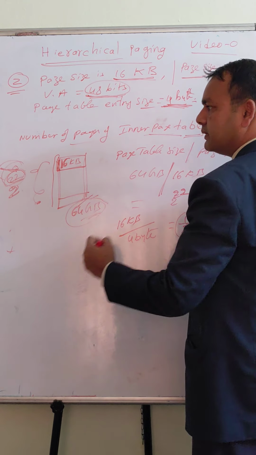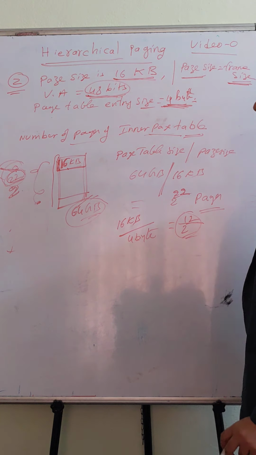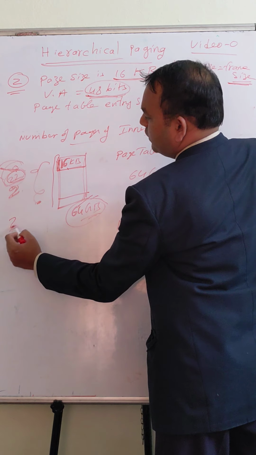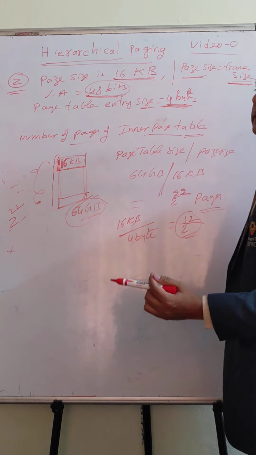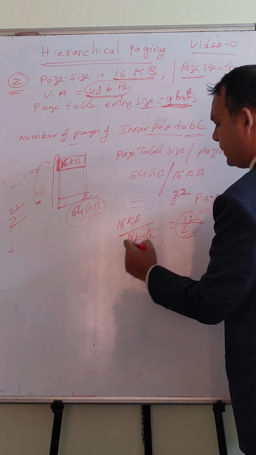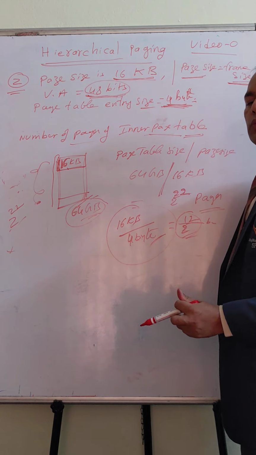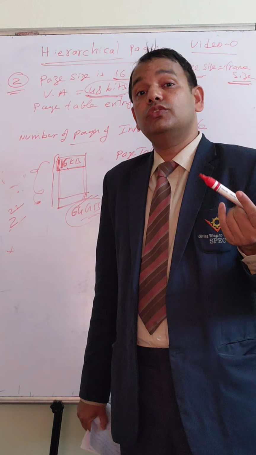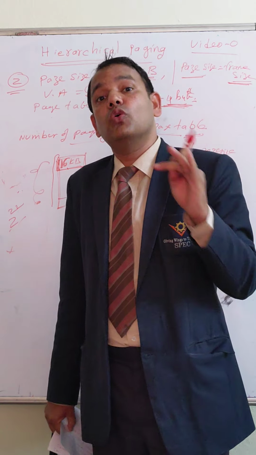We'll divide this page table into pages. The page size is 16 KB. So when we divide it, how many pages did we get? 2 power 22 pages we got. Each page size is 16 KB. So 16 KB by 4 bytes gives 2 power 12 entries. Why do we need to divide by 4 bytes? One location represents 4 bytes. If one location were represented with 1 byte, there would be no need for division. But it is represented with 4 bytes.